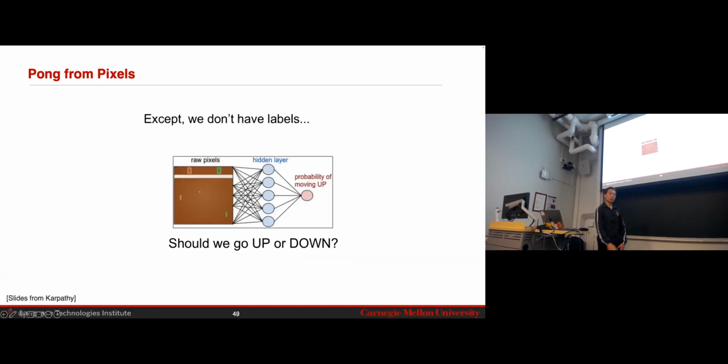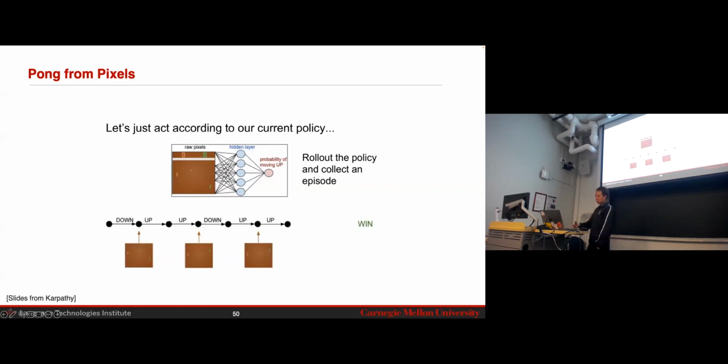Of course, now you don't have labels. You don't know from every state, should I go up or down? So what can I do? Let's just start randomly, or you can start with your current policy, do the exploration as we talked about. So we initialize the model, start randomly, okay?